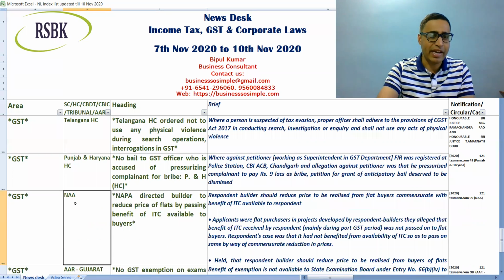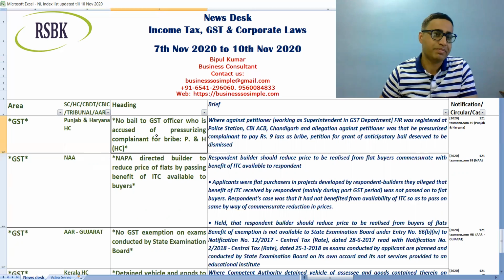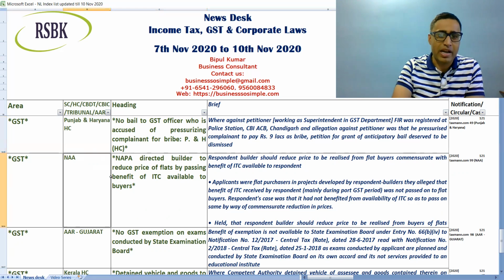Next case, Punjab and Haryana High Court: no bail to a GST officer who is accused of pressurizing a complainant for a bribe. In this case, the petitioner was working as a superintendent in the GST department. An FIR was registered at the police station, CBI, ACB, Chandigarh, and the allegation against the petitioner was that he pressurized the complainant to pay 9 lakh as a bribe. The petition for grant of anticipatory bail deserved to be dismissed. This is a very important case. If any officer asks for a bribe, then this ruling should be applied.